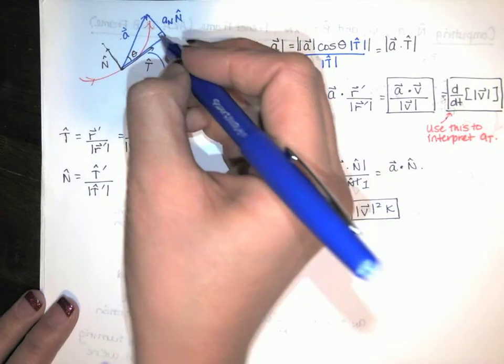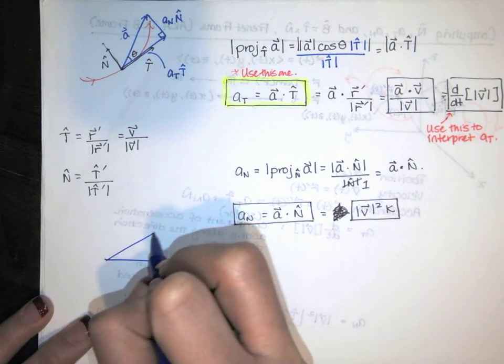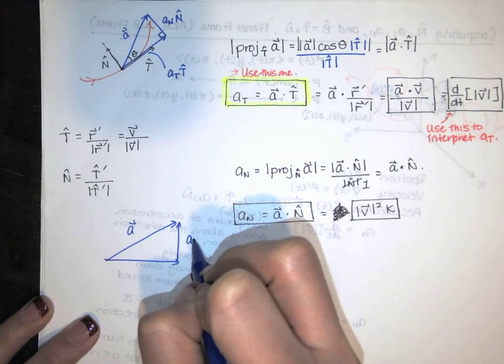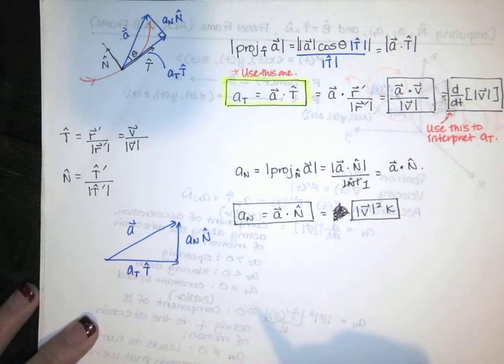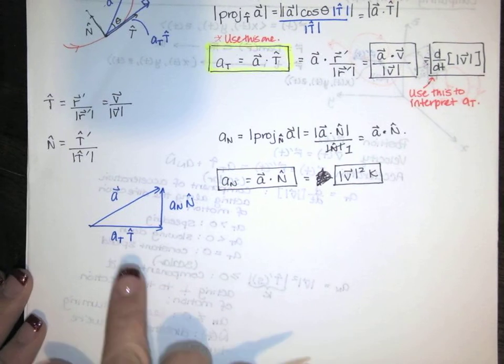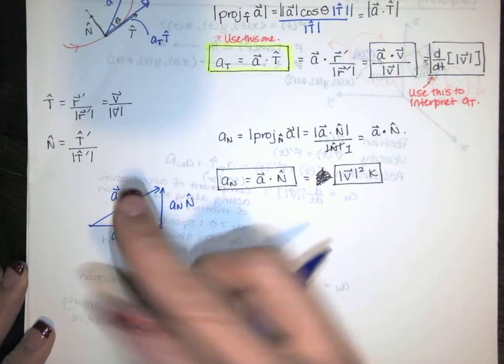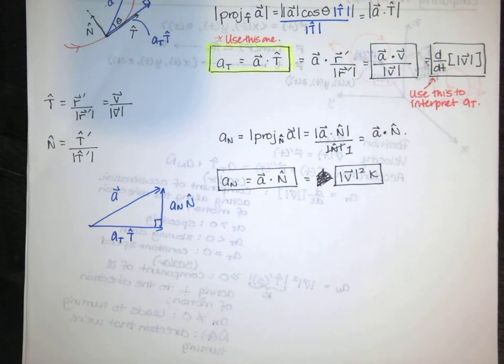So let's look at this blue triangle that I've drawn. I'm going to draw it at a different angle this time. Here's my acceleration. Here is my normal component of acceleration, and here is my tangential component of acceleration. So this is my tangential vector component, that's my normal vector component. I add those two together, tip to tail, and I get the acceleration back. Okay.